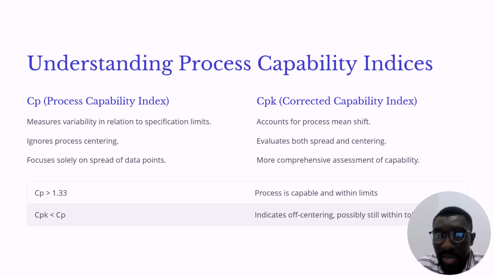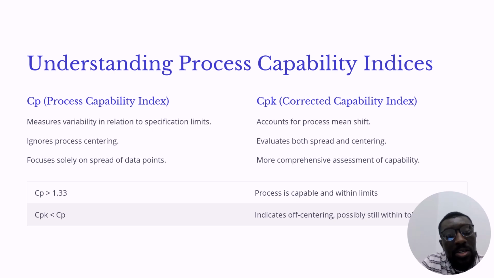The Cpk, on the other hand, which is the corrected capability index, accounts for the process mean shift, which evaluates both spread and centering. So it's a more comprehensive assessment of the capability of the process. It basically tells you how capable the process is. Is it feasible to produce quality product? If yes, then it will tell you.